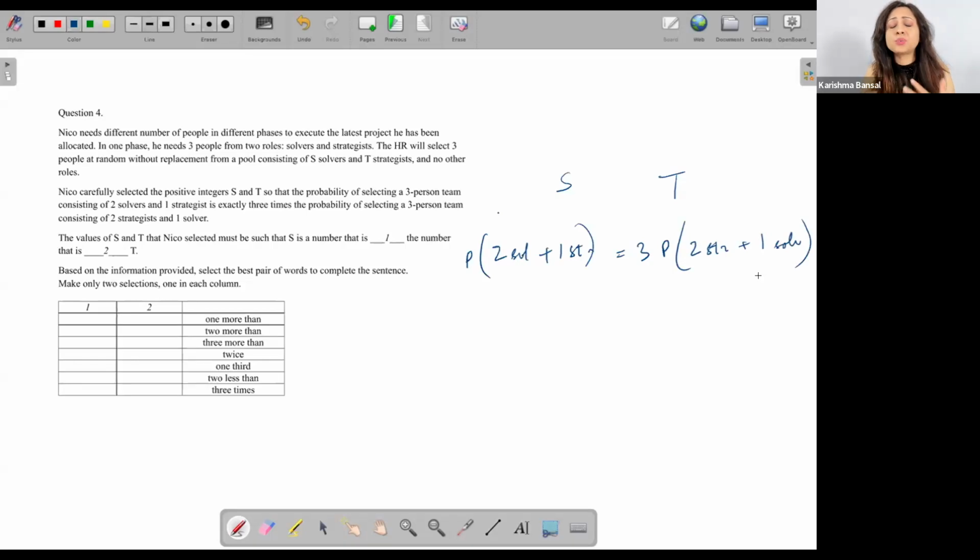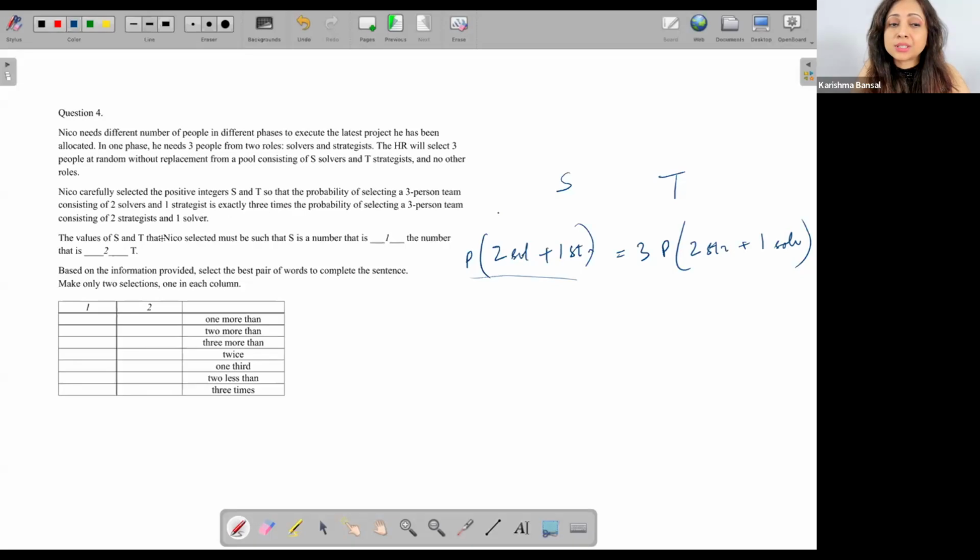One thing it tells me is that this probability is far higher. It tells me that the number of solvers is more, right? Because when I'm selecting 2, the probability of selecting 2 solvers is far higher as compared to the probability of selecting 2 strategists. But I don't have any actual values of S and T, so I cannot really shortlist anything over here.